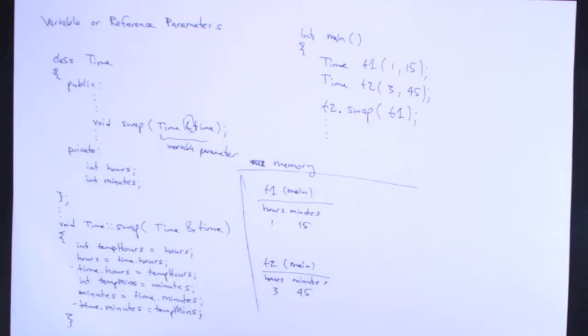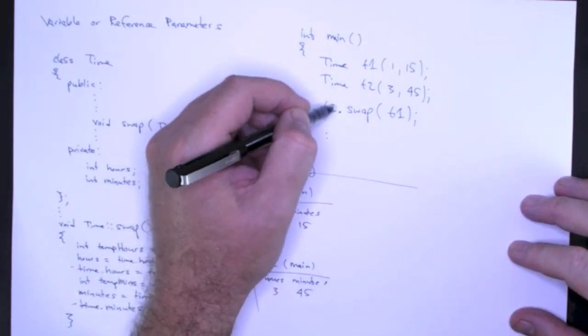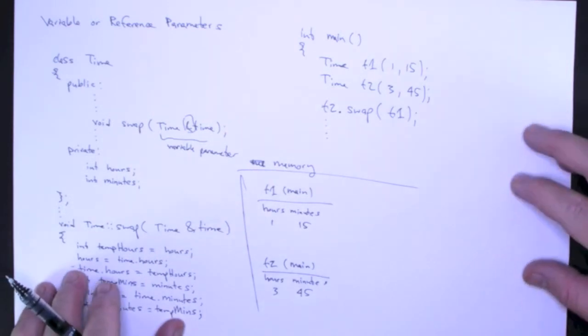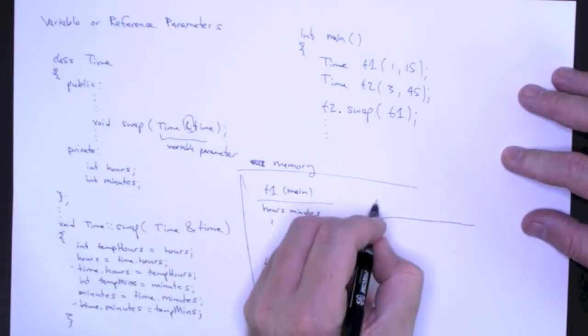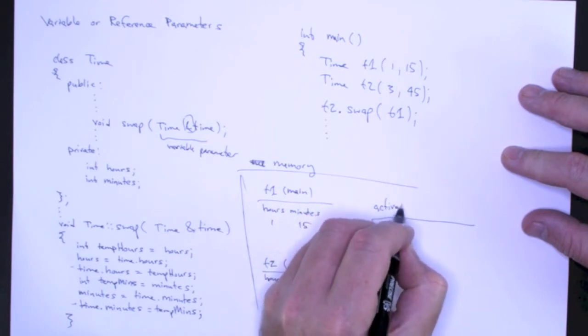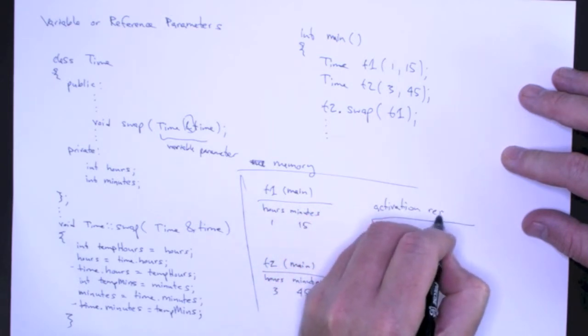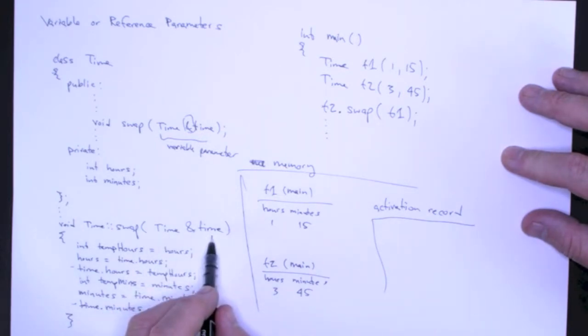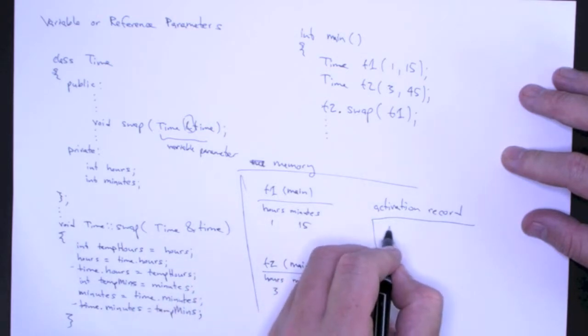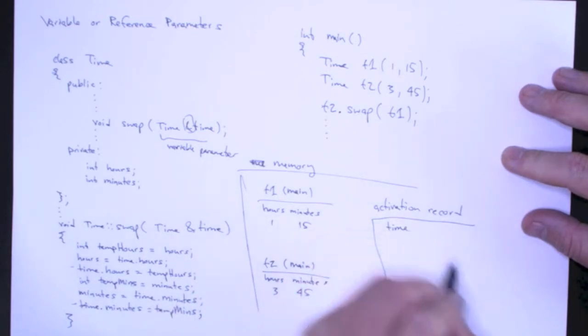All right. So this is what memory looks like at this point in execution, right before we call swap. So let's call swap. We get an activation record, right? And we have the formal parameter time, just like that.